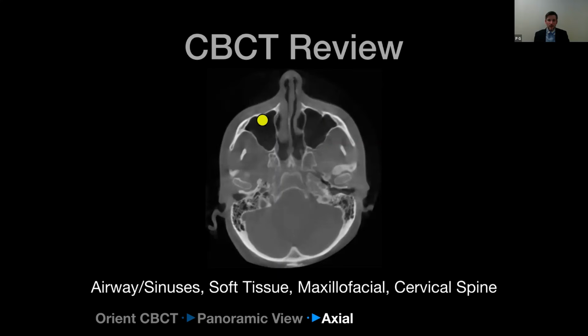So here we see the maxillary sinuses here. And then this is part of the nasal airway here. So everything that's dark, everything that's radiolucent is air. And so I look at all those structures first. And then next, I look at everything that is in gray. So I look at the soft tissue.